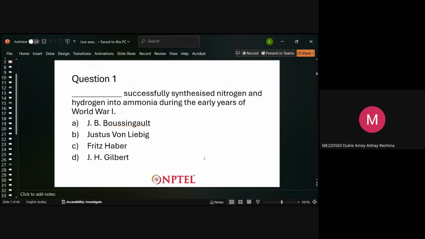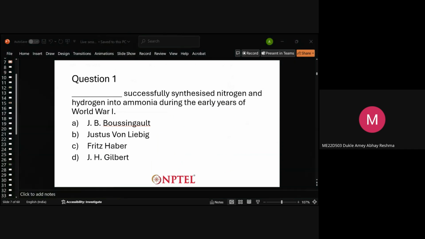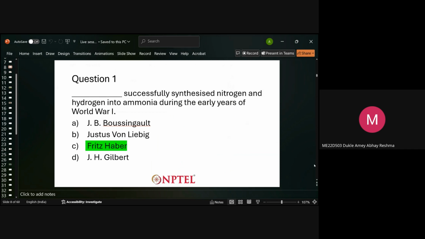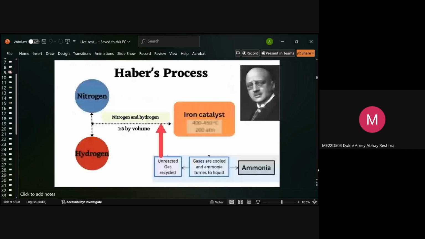The first question is, Dash successfully synthesized nitrogen and hydrogen into ammonia during early years of World War One. The options are J.B. Boussingault, Justus von Liebig, Fritz Haber, or J.H. Gilbert. So the answer is Fritz Haber, who got the Nobel Prize for this process. Basically, he developed the Haber process, for which he got the Nobel Prize.